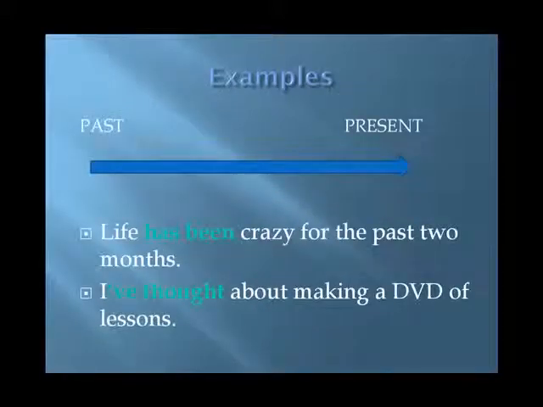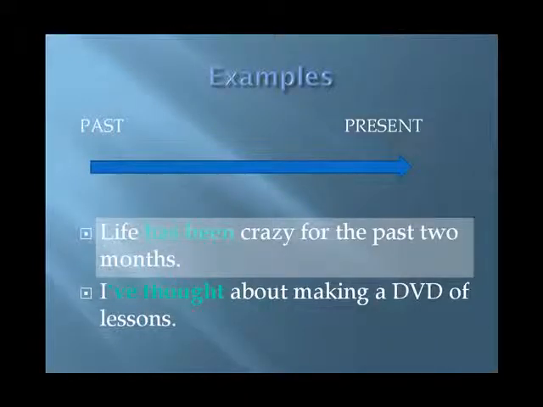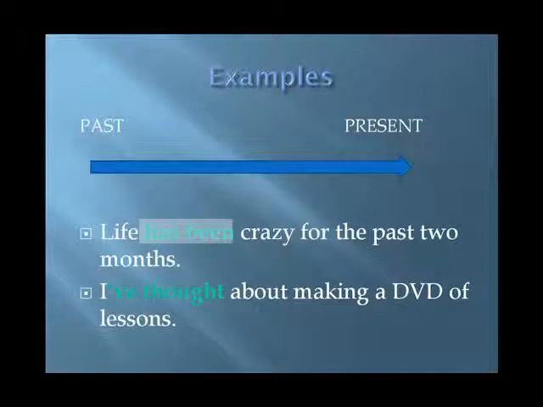Let's be certain you understand the first reason for using the present perfect, which is to make a connection between the past and the present. Our first example, life has been crazy for the past 2 months. My current situation then is crazy, and by using the present perfect, I'm telling you that it was crazy in the past and it continues to be crazy now.